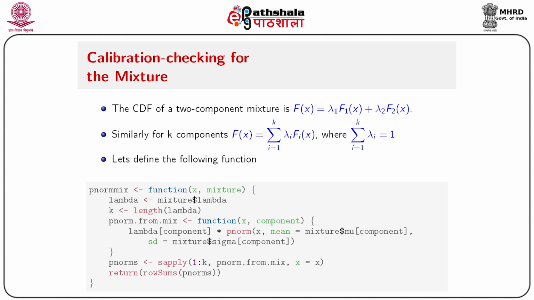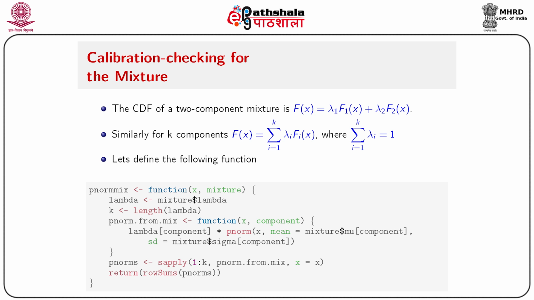The CDF of the two component mixture is F(x) = lambda 1 f1(x) + lambda 2 f2(x). Similarly, for k components, it is the sum over i equals 1 to k of lambda i fi(x), where the lambdas sum to 1. Let's define the following function. This function is pnormmix. I define this function, and it can be used here.